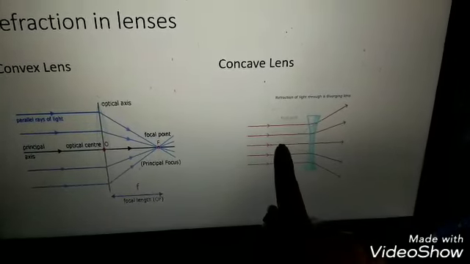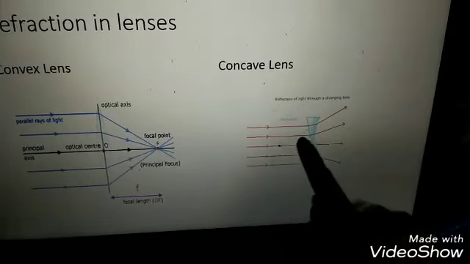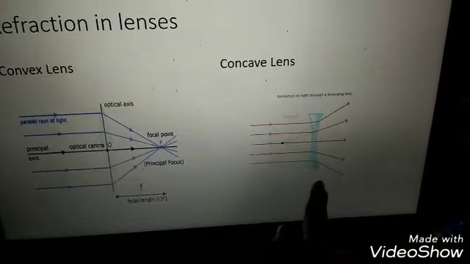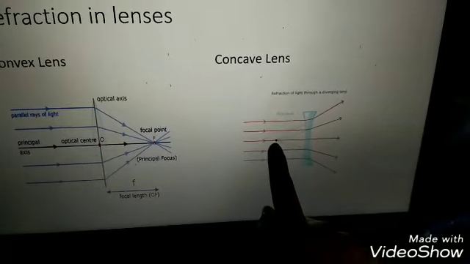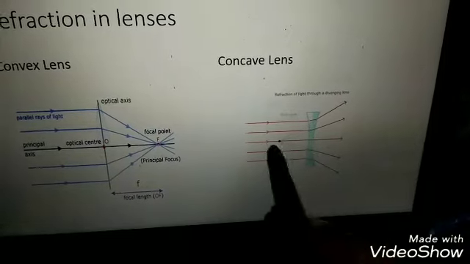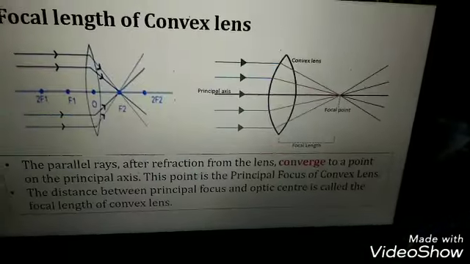If you look closely, if you just take it from here, you can extend it and you can think that from this point the light is actually getting diverged. That is the reason you get the principal focus here, and the distance between this principal focus and the optic center will give you the focal length.